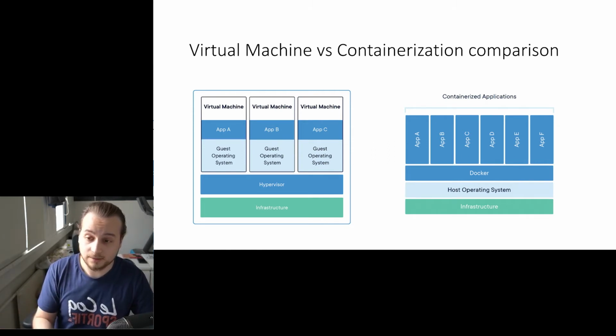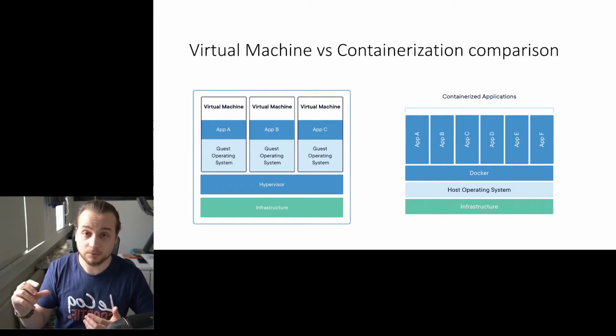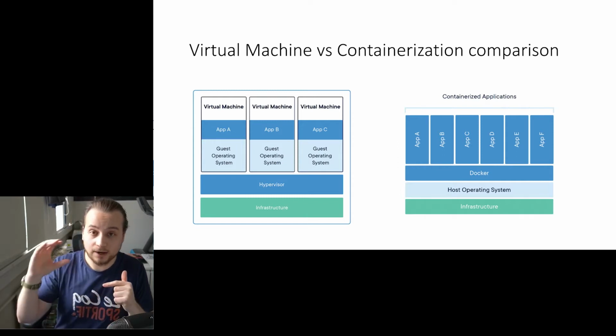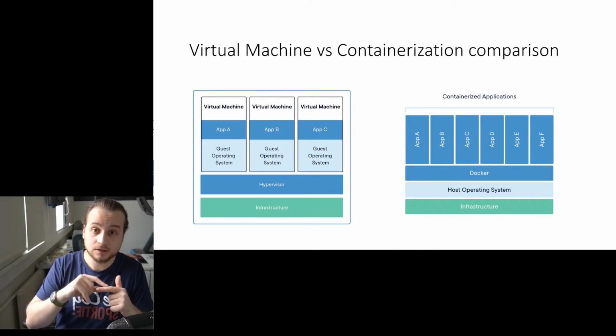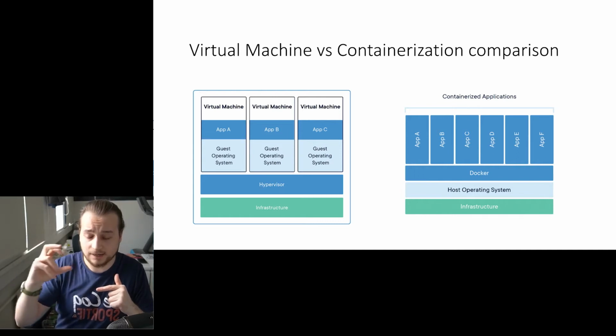So in containerized apps, you have the infrastructure, and then you have one operating system, which can be a Linux operating system with a Linux kernel. The kernel is very important because all your apps are going to be using this kernel. So if this kernel is a Linux kernel, your apps can be Linux-based apps and not Windows-based apps.